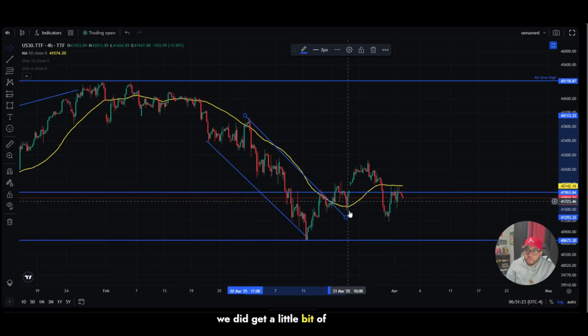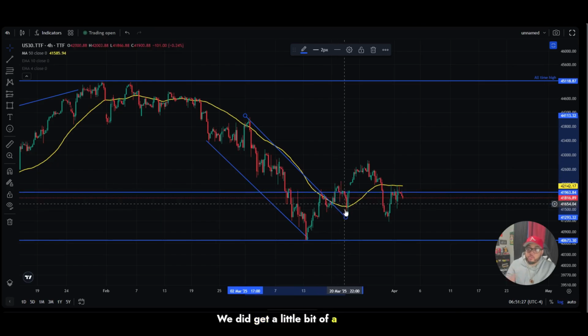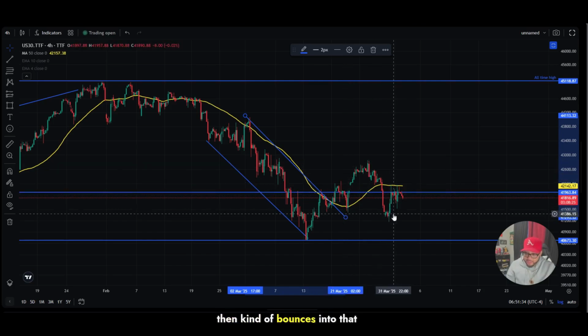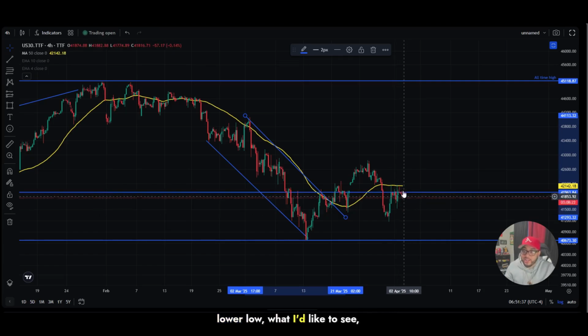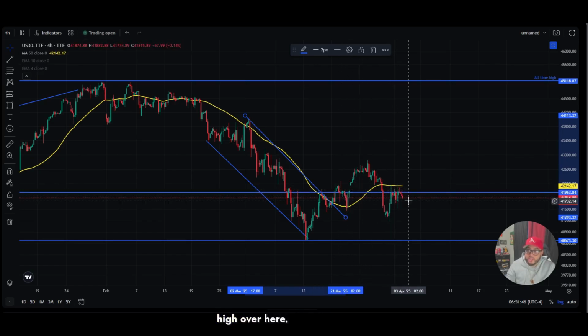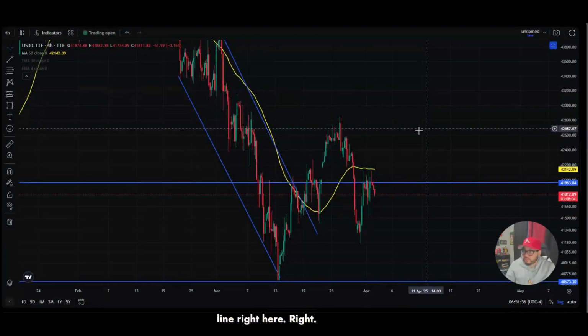Now, we did get a little bit of a break of structure on the lower time frames. Obviously, on the 4-hour, you start to see that higher high get created. Then it bounces into that lower low. What I'd like to see, because it broke back into our lower lows, and it then created a new lower high over here. We want to see how the market reacts around this area, which is the 41,963 area, this horizontal line right here, right?